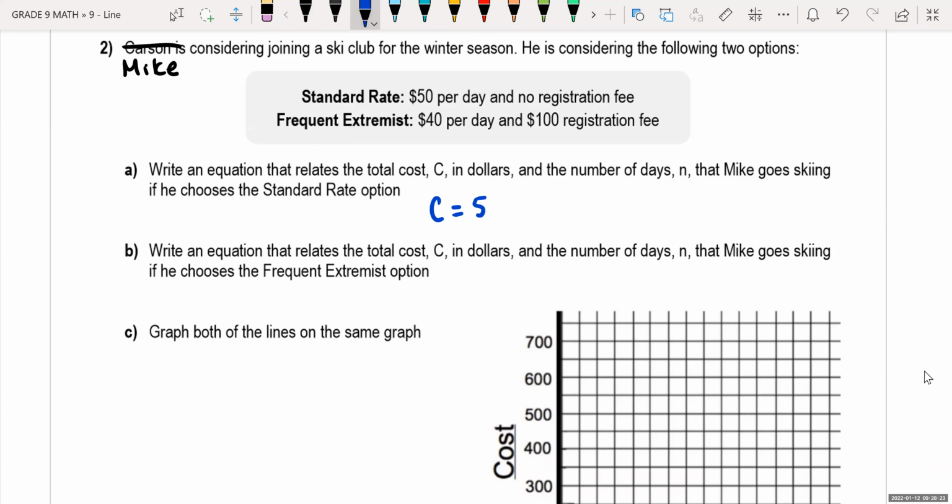And this makes sense, right? If Mike goes skiing for a day, it'll be 50 times 1. If Mike goes skiing for 2 days, it's going to be 50 times 2, et cetera, et cetera.